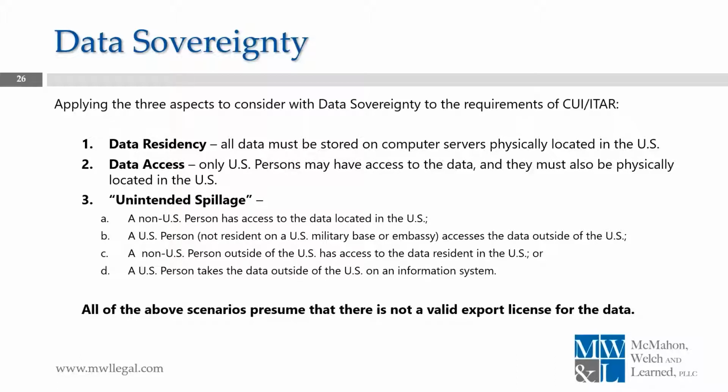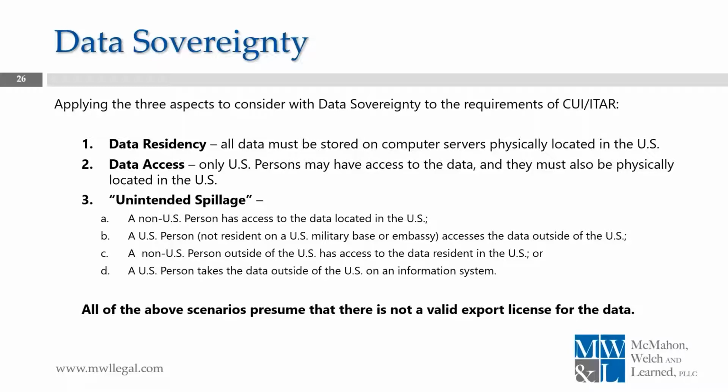You have a non-US person having access to the data in the United States; a US person who is not physically located on a US military base or embassy having access to the data outside the United States; a non-US person outside the United States having access to the data resident in the United States, and Bill is going to talk about one of the big areas where that has the potential of happening; or a US person taking the data outside the US on an information system. All of those scenarios presume that there is not a valid export license for the data.